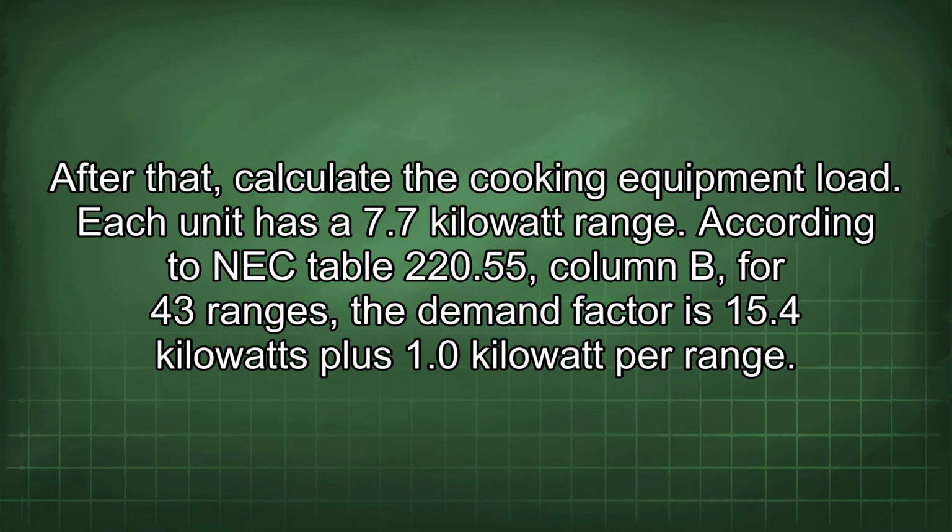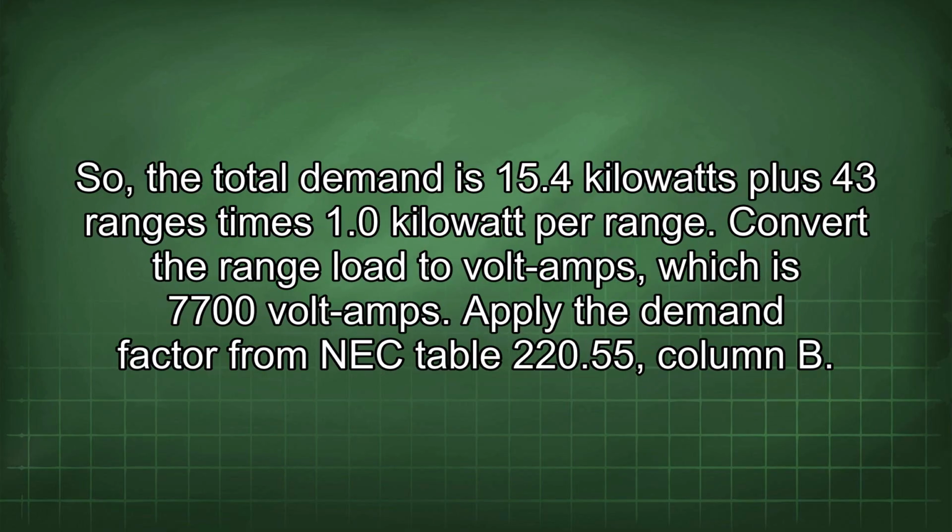After that, calculate the cooking equipment load. Each unit has a 7.7 kilowatt range. According to NEC Table 220.55, column B, for 43 ranges, the demand factor is 15.4 kilowatts plus 1.0 kilowatt per range. So, the total demand is 15.4 kilowatts plus 43 ranges times 1.0 kilowatt per range.